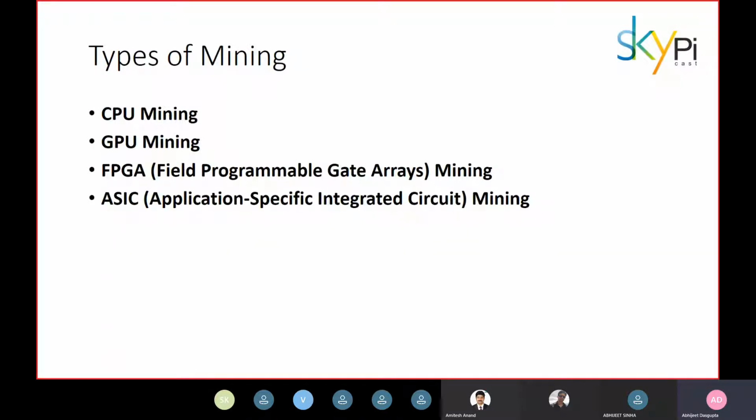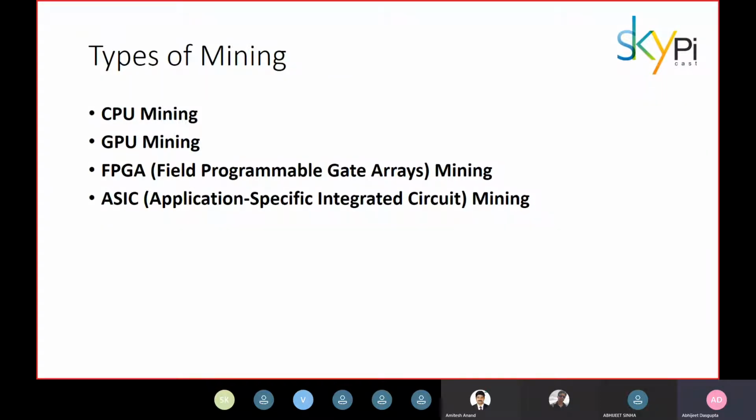GPU mining is something that is currently practiced as well, but it has been noticed that GPU mining is also becoming unviable and unwise to use due to the huge amount of electrical power that is being used by these, and also the GPUs are pretty expensive.